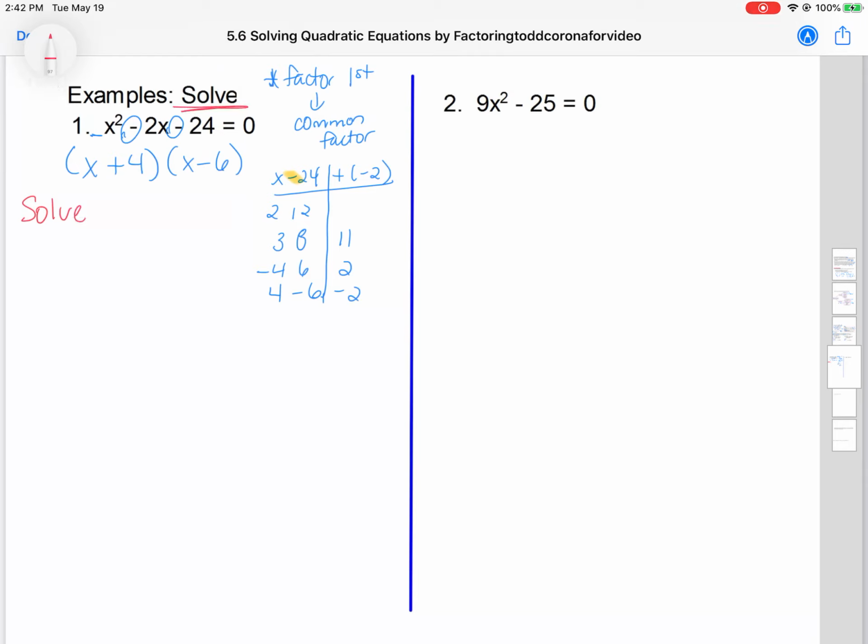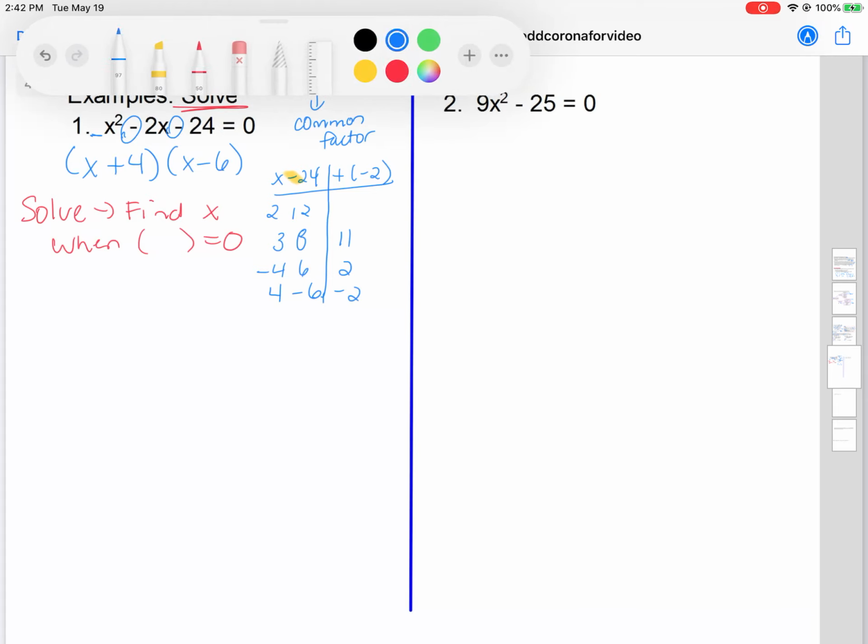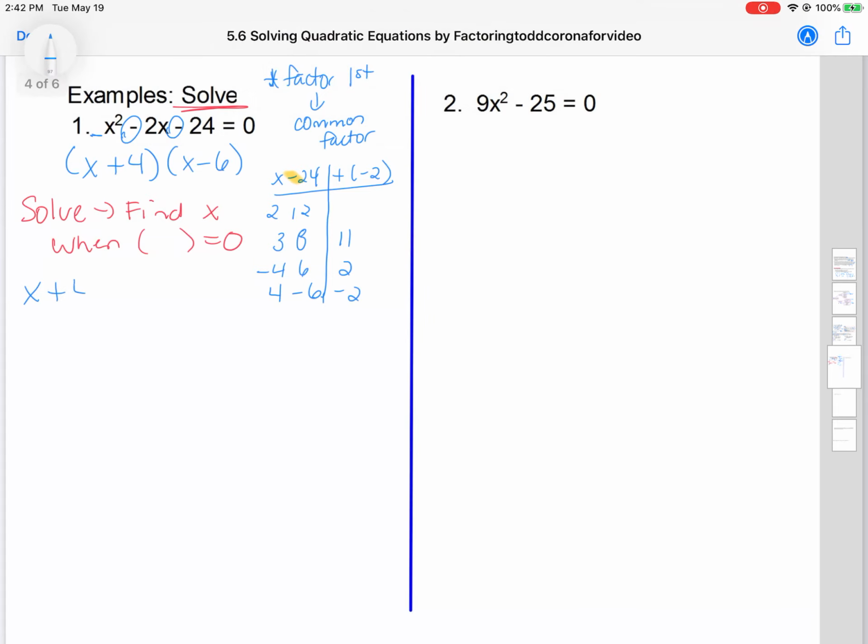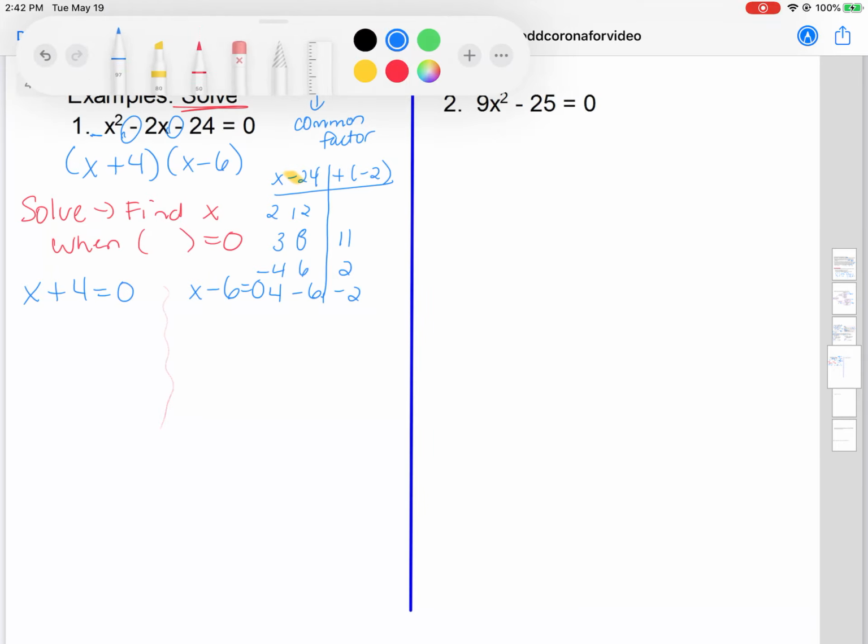Okay, so once again, when the question says solve, then you have another step. So we are finding x when whatever's inside the brackets equals 0. We have 2 sets of brackets, so we have to do it twice. So when is x plus 4 equal to 0, and when is x minus 6 equal to 0. Okay?